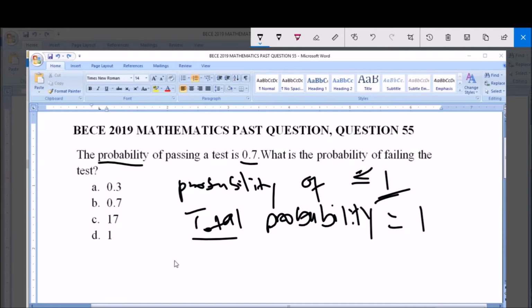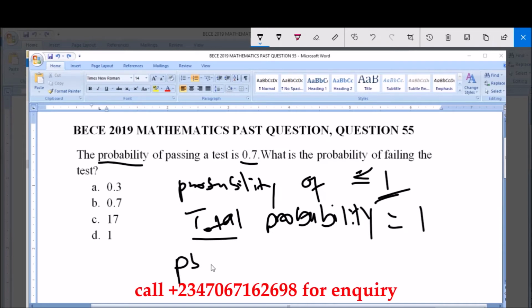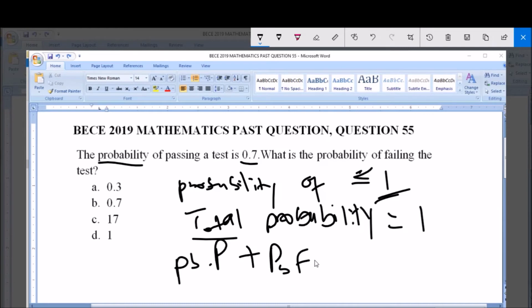What I mean is that the probability of passing the test plus the probability of failing the test is equal to 1. And now we have the probability of passing the test to be 0.7. So that means 0.7 plus the probability of failing the test is equal to 1, since we know that the sum of probability is always equal to 1. Now, to find the probability of failing the test, we subtract 0.7 from 1.